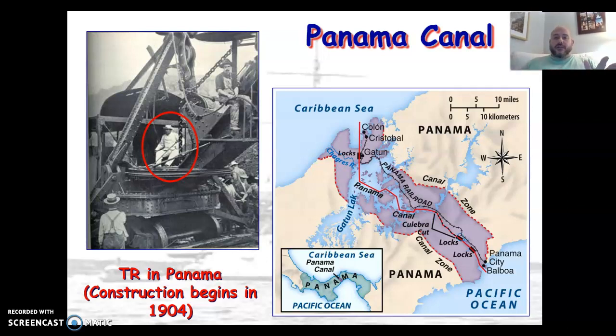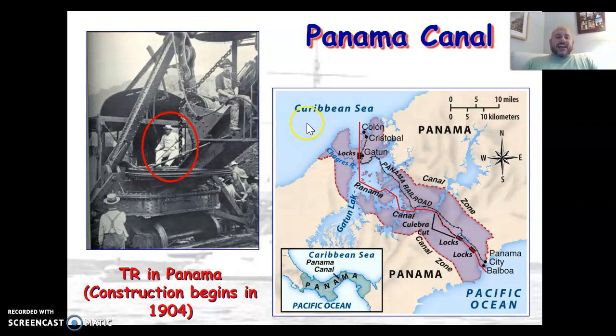territory. So understand that the United States, via Roosevelt, is going to be very successful in using the Panamanian rebellion to secure a very lucrative deal to build the Panama Canal.